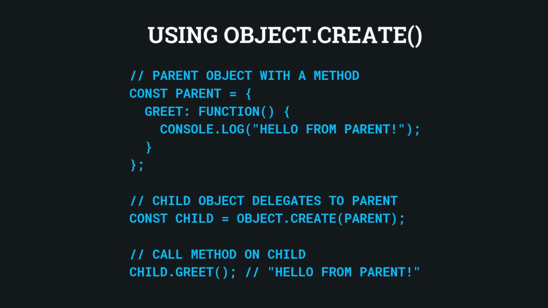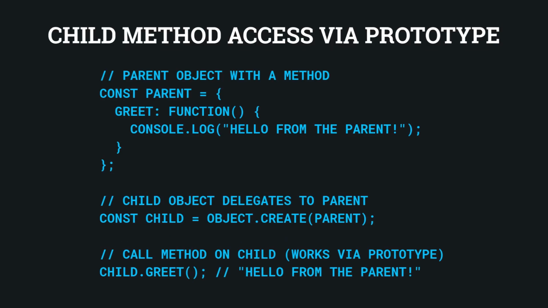Now, we'll create a parent object with a method and a child that delegates to it using Object.create. You'll see how calling a method on the child works via its prototype.